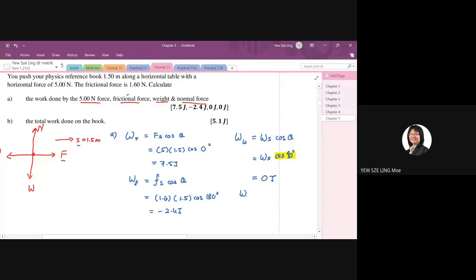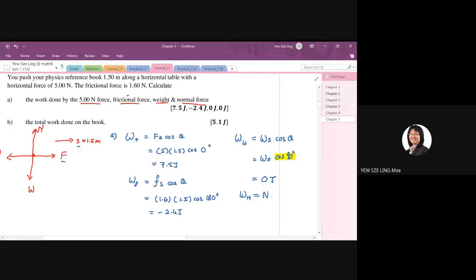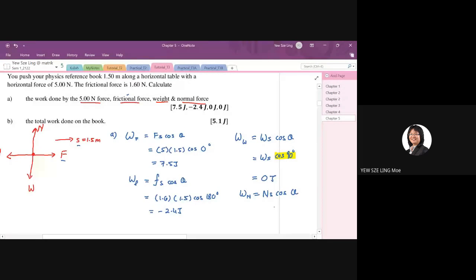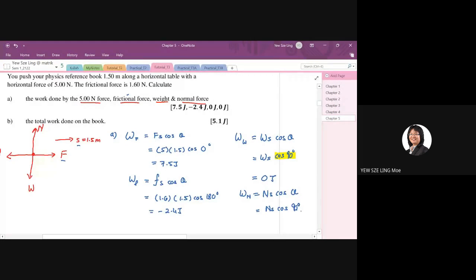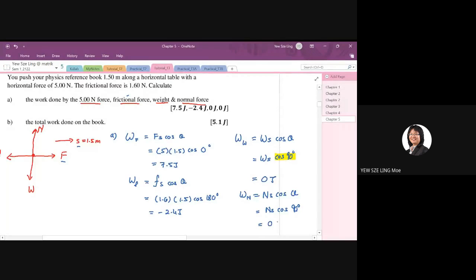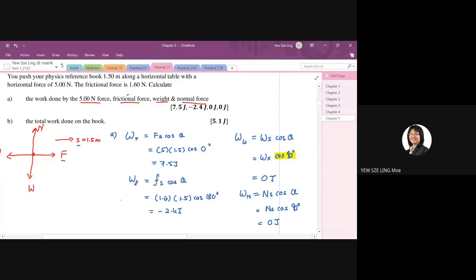So W, the last one is the normal force. Wn equals to Ns cos theta, which is then equal to, now normal force again, I don't have it. But then what I do have, again, is 90 degrees. Therefore, it is equal to 0 joule. Okay, it is equal to 0 joule.